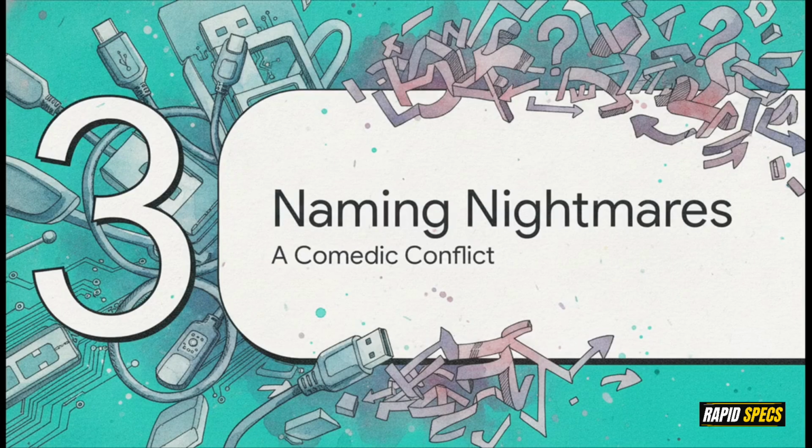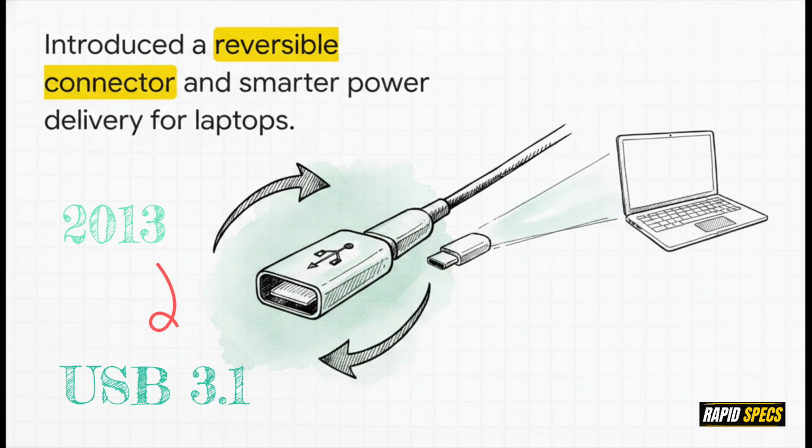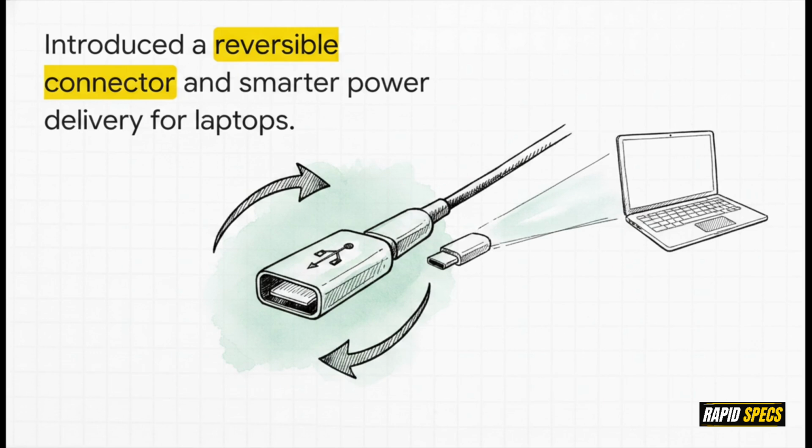All right, Section 3, Type-C and naming nightmares, a comedic conflict. By 2013, the standard evolved into USB 3.1. Doubling speeds yet again to 10 gigabits per second. But honestly, the biggest innovation here wasn't even the speed, it was the hardware itself. We finally got the tiny reversible Type-C connector. After nearly 20 years of awkwardly flipping cables upside down and back again just to figure out which side was up, Type-C finally let us plug things in blindly on the very first try.